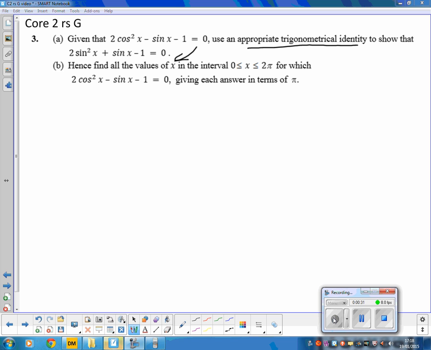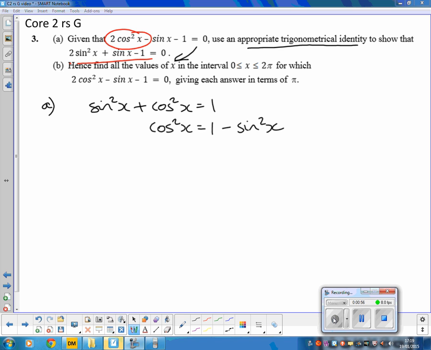Now this equation has cos squared x in it, and this equation has no cos squared x, but it does have a sine squared x. So that's the hint. The one we're going to want to use is sine squared x plus cos squared x equals 1. What do we want to get rid of? We want the cos squared x to go, so we're going to rearrange that to say cos squared x is 1 minus sine squared x.